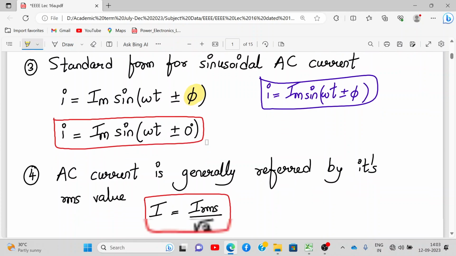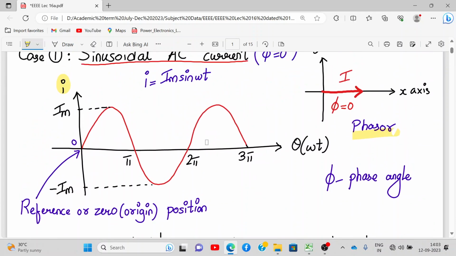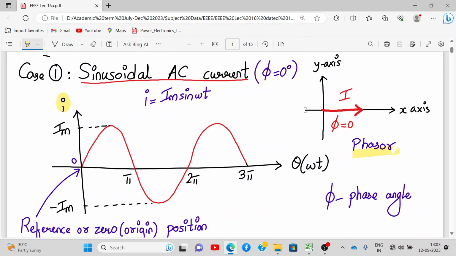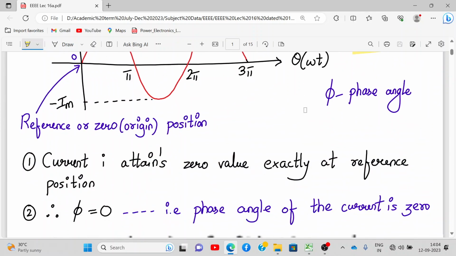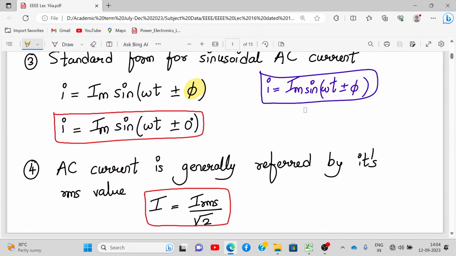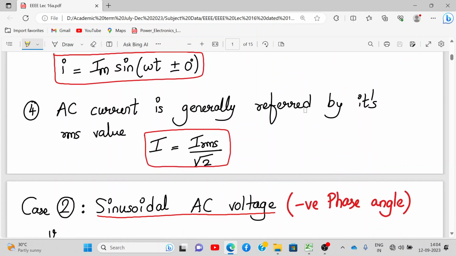All right. Scroll upward. You have come late. So write fast, please. Understood? I is equal to Im sine omega t plus or minus phi. Here phi is 0, so I is Im sine omega t only. Can I proceed now down? Okay. AC current is generally referred by its RMS value. So normally I is I RMS divided by root 2. Okay. Can we go to the next case?